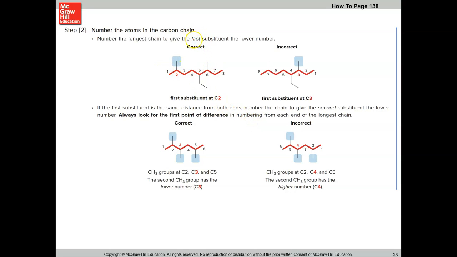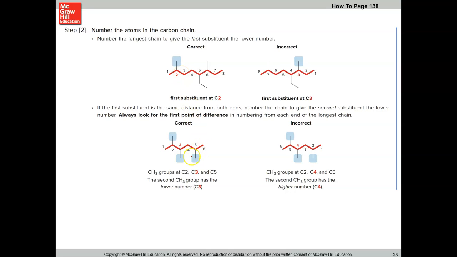The first substituent group should have the lowest number. So we want to make sure that if we're going to number these and identify the different numbers of carbons, we want that first group on the lowest number. If you read this out from left to right, you'll notice that the first group comes on the second carbon. If we read from right to left and number it, so 1, 2, 3, that first group comes on the 3 carbon. So we're not going to use the higher number. We're going to try to get those numbers to be the lowest possible numbers at all points.